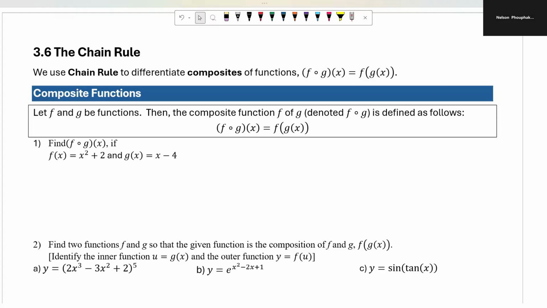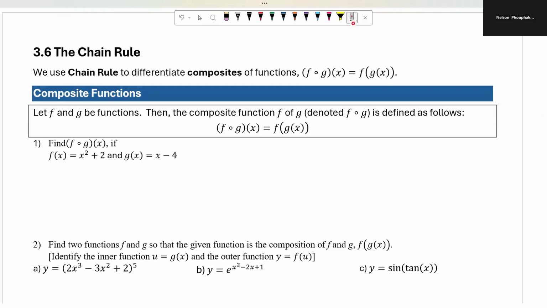Hi, today we will work on the chain rule. We use the chain rule to differentiate composite functions like f of g of x, or f composite with g of x.